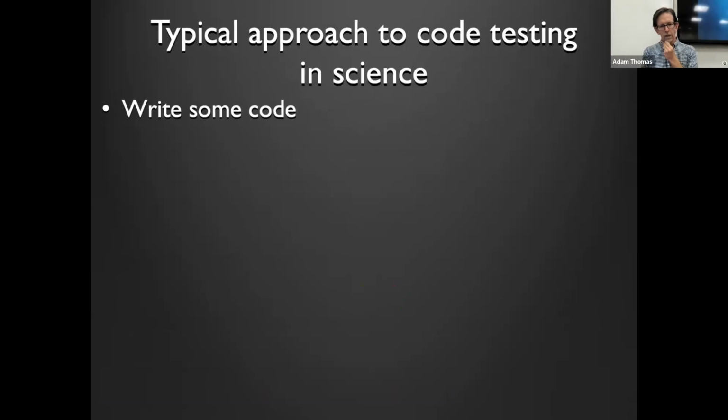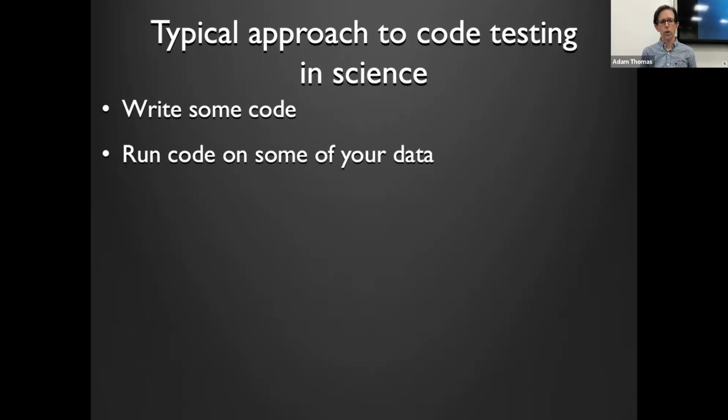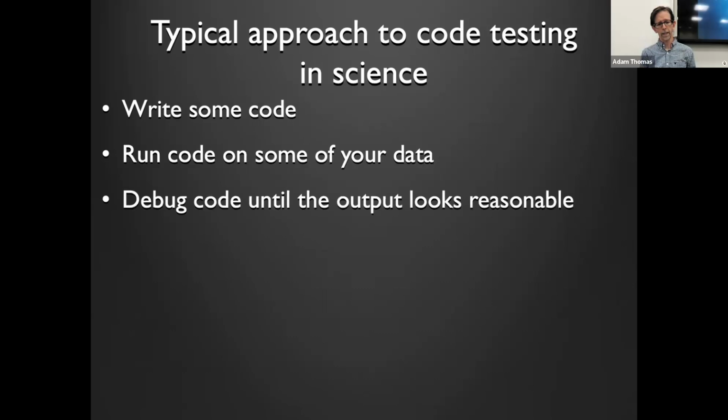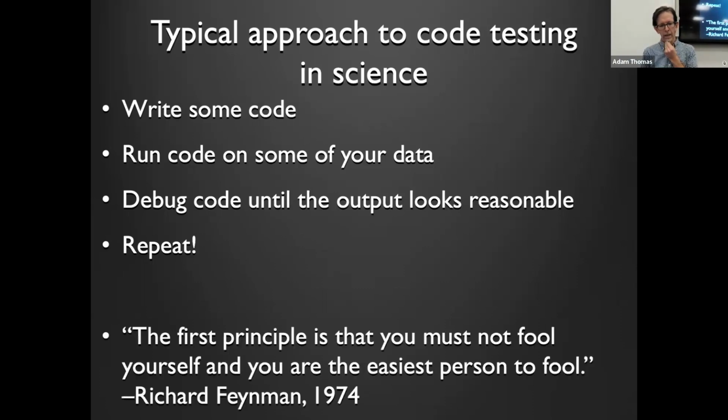So the typical approach to code testing in science, I think many of you will be familiar with. You write some code to do an analysis, you run the code on some of your data, and you debug the code until the output looks reasonable. Oh yeah, that makes sense to me. This is not the way software is developed in the rest of the world, ideally. And then obviously you can repeat this process as many times as you want.